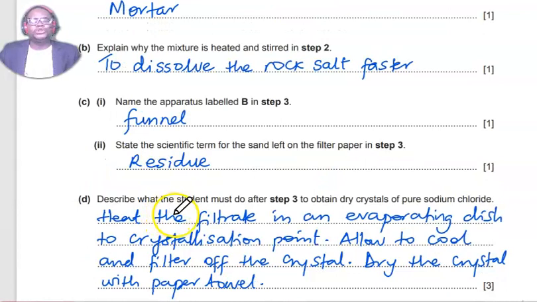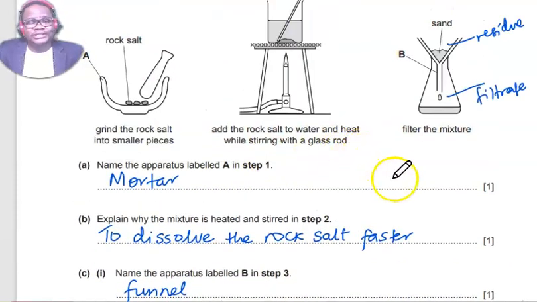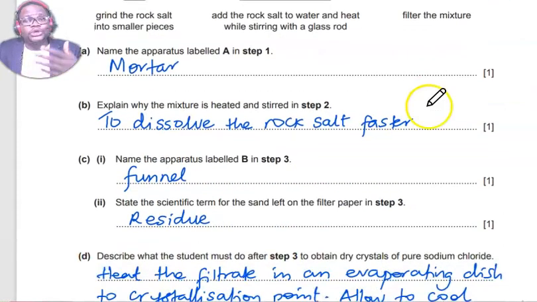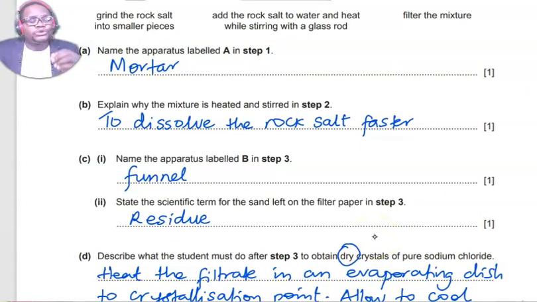D. Describe what the student must do after step 3 to obtain dry crystals of sodium chloride. After step 3, step 3 is filtration. And usually when you get your filtrate out of the mixture, you need to pour the filtrate into an evaporating dish. So you need to carry out crystallization, because the question is asking what to do to obtain dry crystal. That is the focus there. What to do to obtain dry crystal of pure sodium chloride.